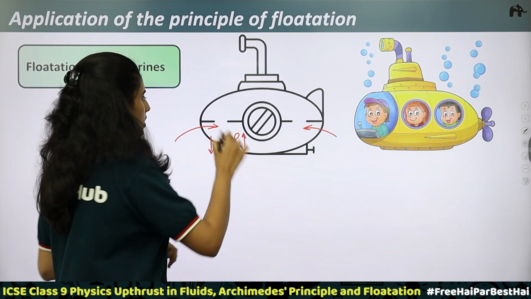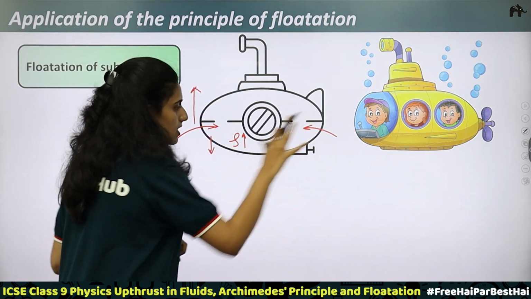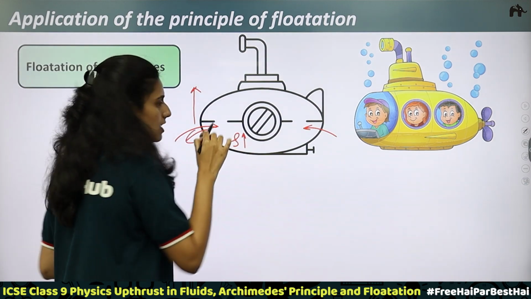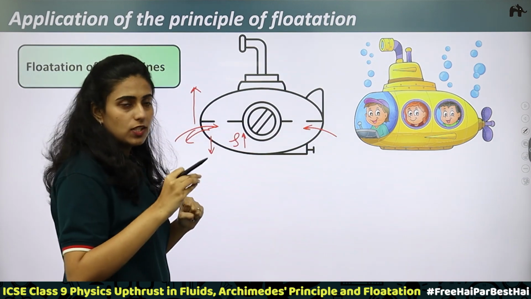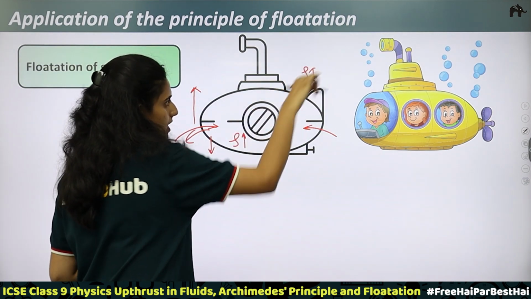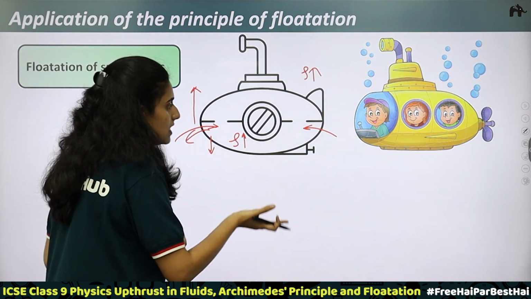Okay. Now, if you want to raise it up, what can be done? He can open the ballast tank, and the water can be released outside, then air enters. When air enters, what happens to the density? Here the density will be decreasing. When density decreases, what happens? The body will start rising.